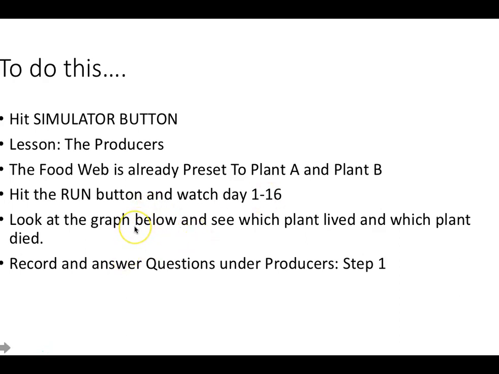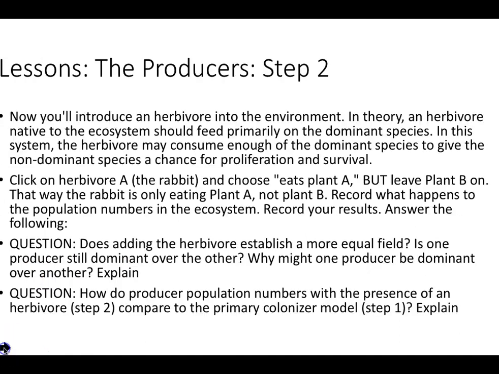You can look at the graph below and see which plant lived and which died. Now it's randomized, so the two plants don't necessarily have to go life, death, but there's going to be one that's more predominant than the other. Which one is it? So then you're going to go back, answer those two questions, and go on to step 2.